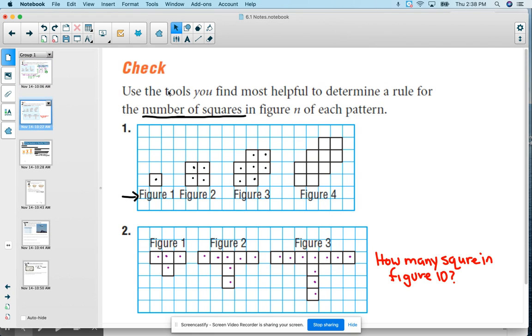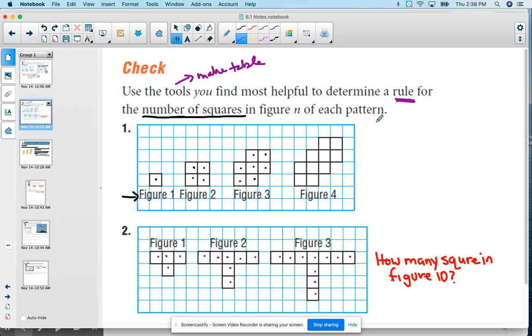So to check your understanding, if you want to pause the video, try this one out. But we're going to look at another one and get your mind back to this habit of figuring patterns out. So we are going to, once again, use tools. We are going to make a table to help us determine the equation, aka the rule for it.